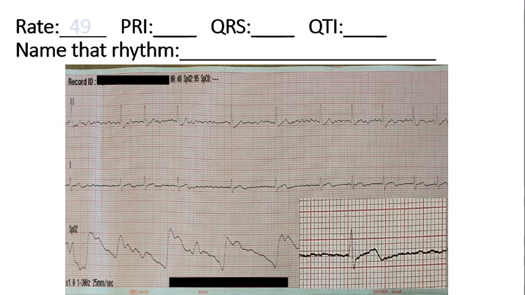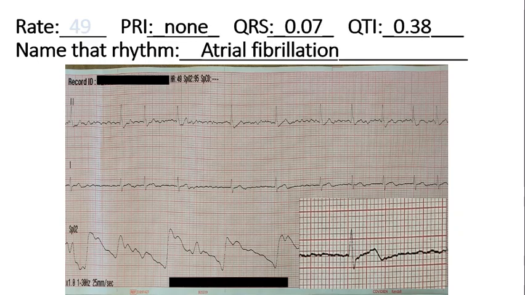So it looks irregularly irregular. No P wave that I can see. There's maybe a lot of fibrillation waves, or F waves, I call them. Look at the bottom right. You can measure the QRS, measure the QT, and when you're ready, we'll name that rhythm.